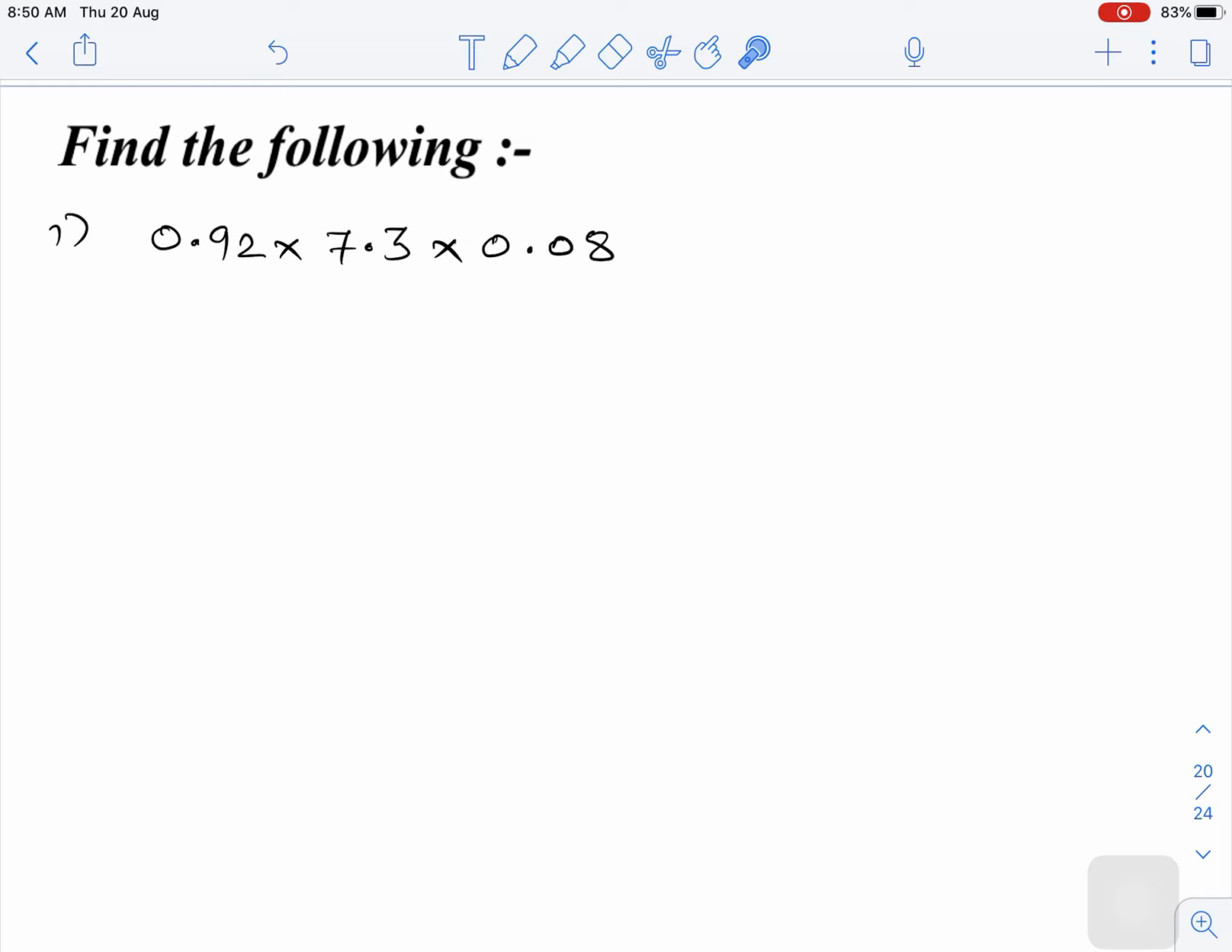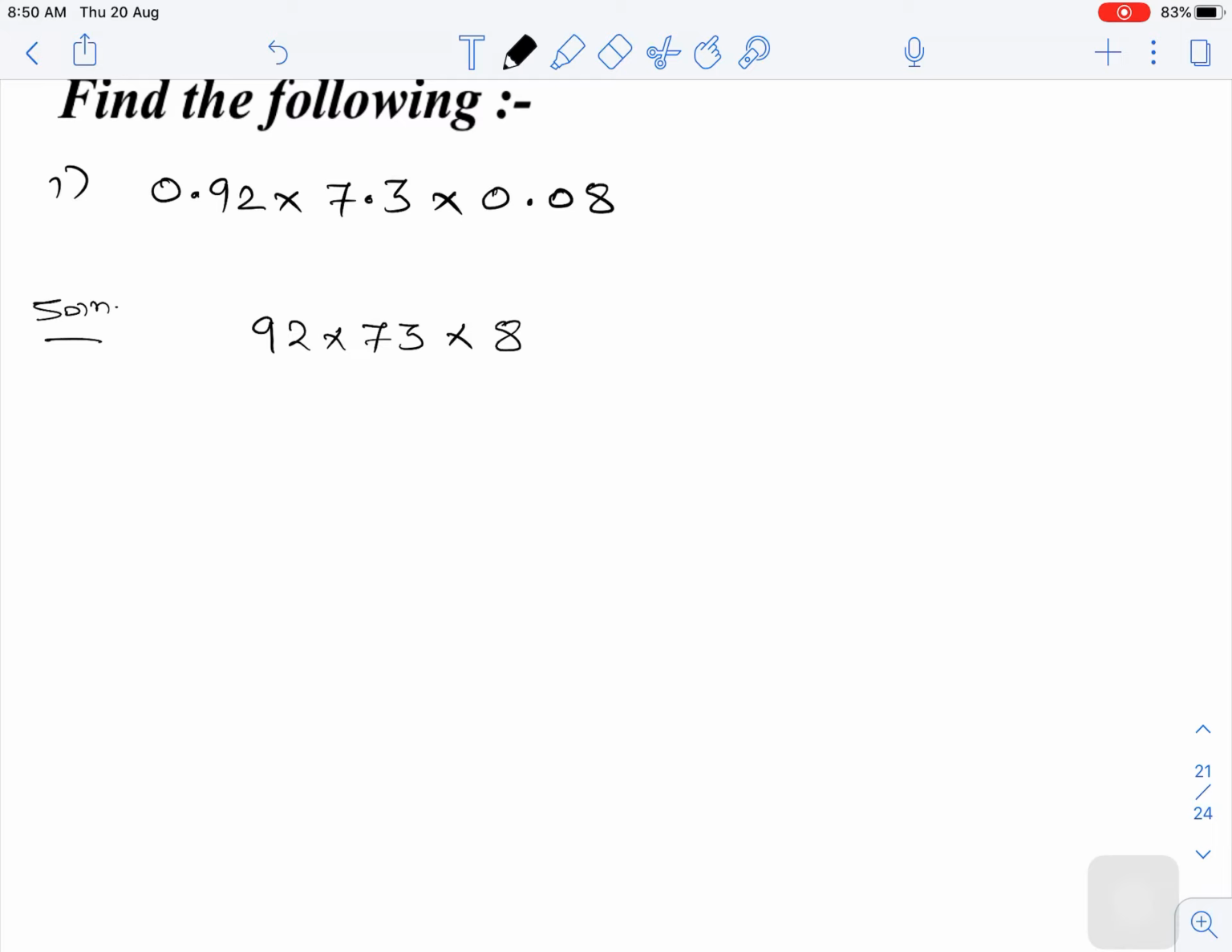Now we have to multiply 0.92 into 7.3 into 0.08. So what we are going to do, we will multiply it first without the decimal. So without the decimal the numbers will become, what we have to do, we have to multiply 92 into 73 into 8. This multiplication will be easy for us. After that we will add the decimal places.